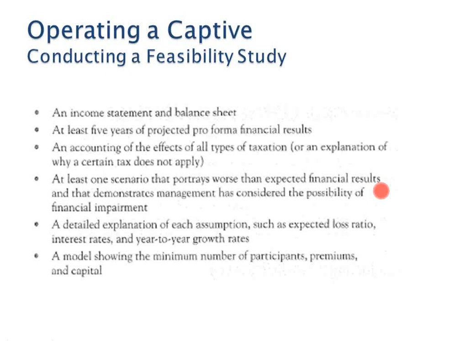What are the expected results? What's the health of the company? Are they financially stable? Those are the first 2 things they're looking at. Then an accounting of the effects of all types of taxation, or an explanation of why certain tax does not apply. The idea here, from a financial aspect, is that you're trying to look at the feasibility. Does it make sense? Are you going to be avoiding certain types of taxes by forming this captive? Are there other taxes that may then apply to the organization if you do it?